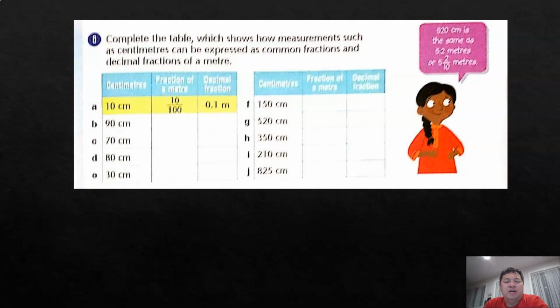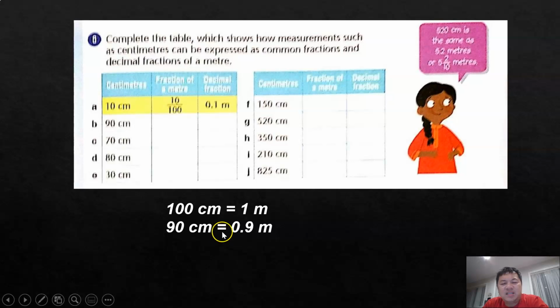How do you actually express centimeters into fractional meter and also decimal fraction. So first we got to understand that 100 cm is actually 1 meter. So to get 90 cm is actually 0.9 by just moving the decimal backwards 2 times. 1, 2. Okay, that's how you get 0.9.